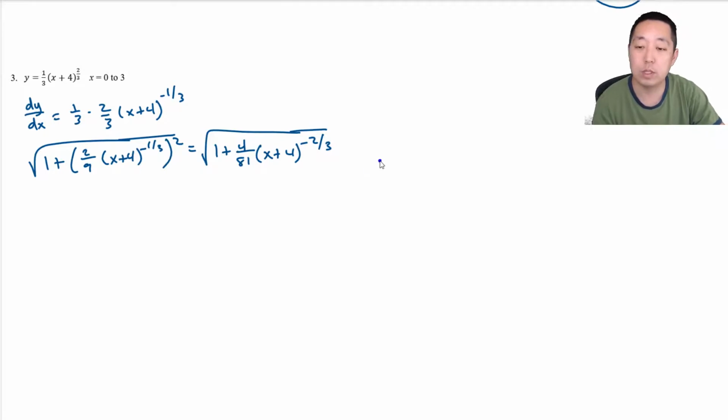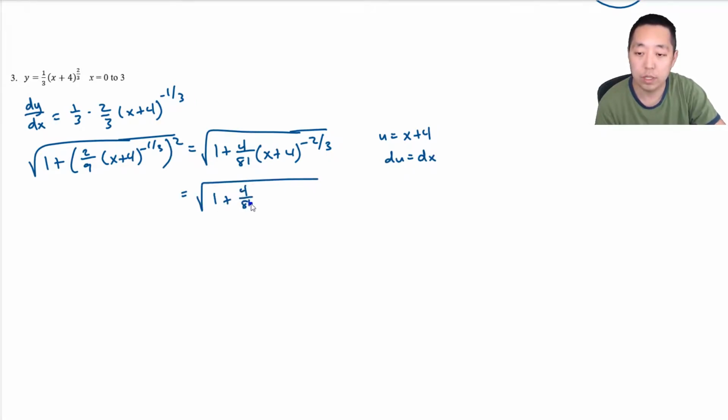Now, there's going to be some substitutions we do. First of all, this x plus 4 is a little bit annoying. So let's get rid of that, and let's see if that helps us convert this. So 4 over 81, and this is really u to the 2/3 like this. Okay, and then we can add these two together. So this becomes 81 u to the 2/3 plus 4 over 81 u to the 2/3, right?